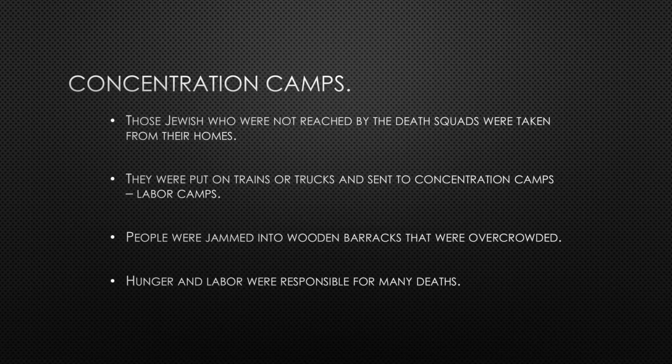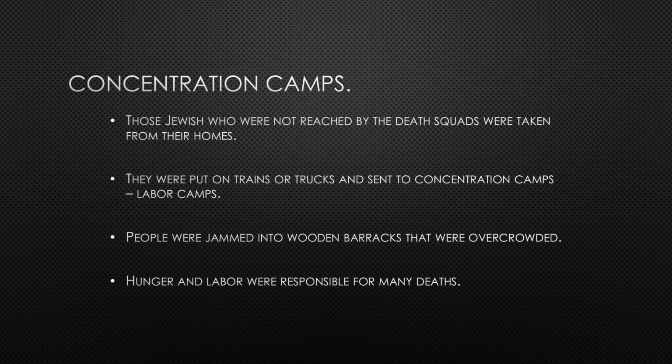So, concentration camps. Those Jewish people who were not reached by death squads were taken from their homes, put on trains or trucks, and sent to concentration camps, which are basically labor camps. They were used for building bombs or other things. A lot of people died in these labor camps because they were overworked, or there was starvation or hunger. Or they could be sent to something called a death camp, where they would work as well, but the main purpose was to kill you as quickly as possible, whether from overworking or through other means, which we'll talk about in a minute.